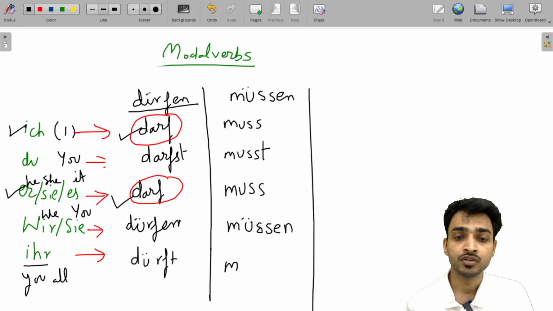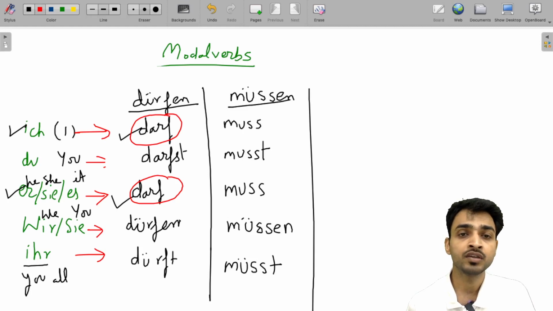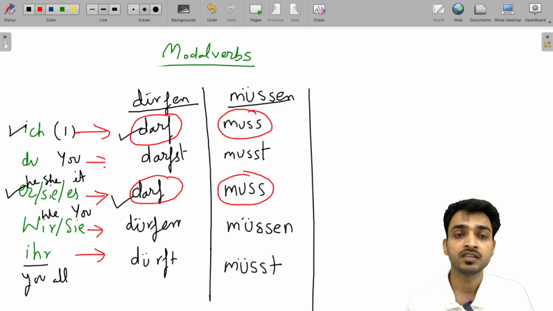This is our conjugation of the modal verb müssen. It means must. Here you can also see the first person and third person conjugations are the same. We'll also see this with the help of sentences after writing these conjugations.